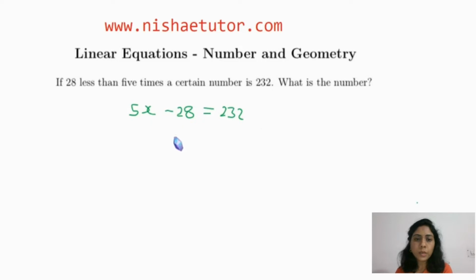Okay, so we got linear equation. This is now we can solve very easily. 5x, both side add 28, we get 260, and now both side divide by 5, so 260 divided by 5 we get 52, and this is the answer. Okay, what is the number? 52. 5 times 52, then subtract 28, we get 232.